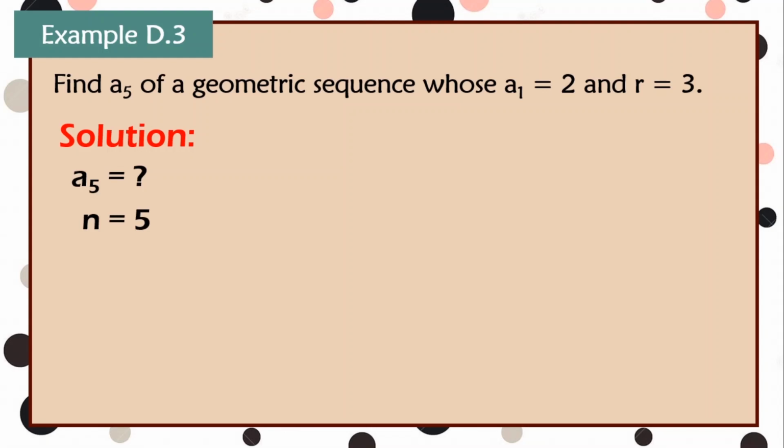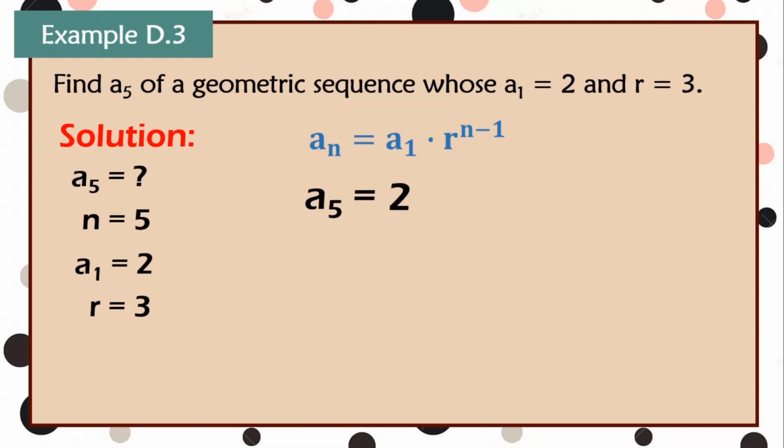And from the given, our first term or a sub 1 is 2. And the common ratio is 3. So to find the fifth term, just simply use the formula a sub 1 times r raised to n minus 1. So substitute all the values. So a sub 5 is equal to, first term is 2 times, the common ratio is 3 raised to n is 5 minus 1. 5 minus 1 is 4. So we have 2 times 3 raised to 4.